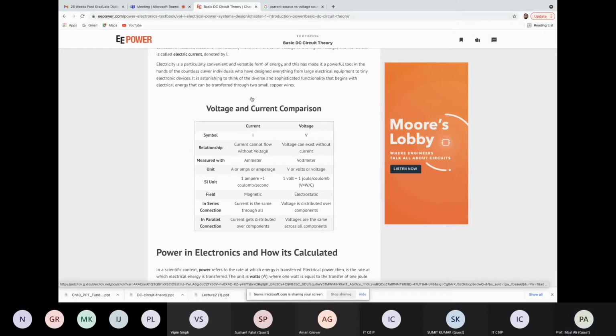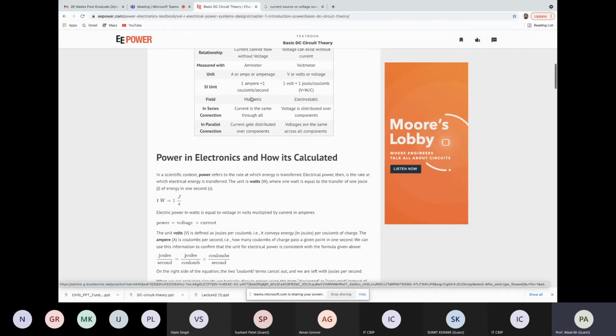Okay. And when you consider parallel connection, voltage across those two nodes across which different components are connected will be same, while the current will be distributed. And in detail we will come to know much more.